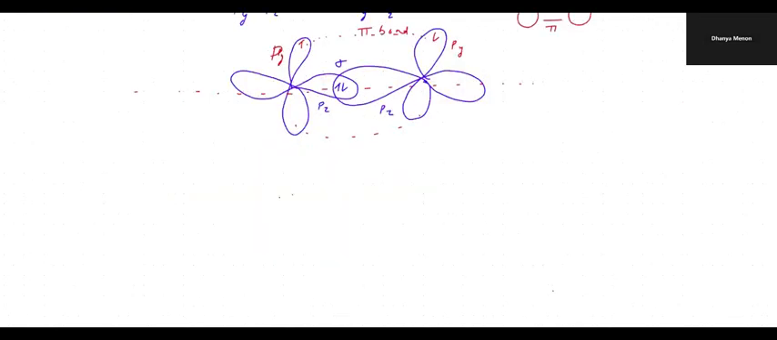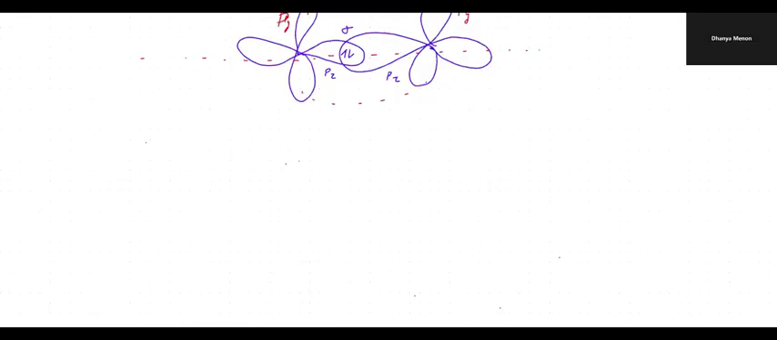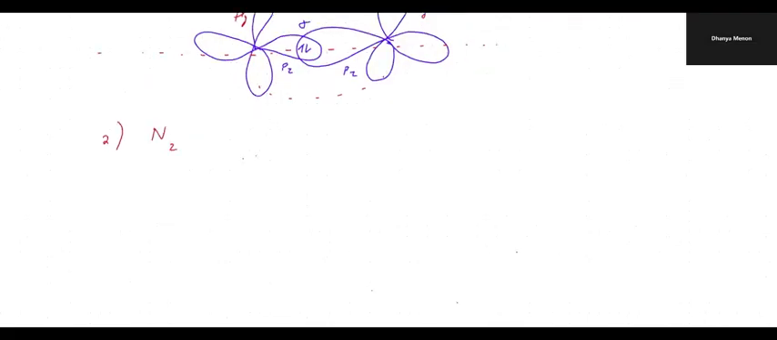Let's consider another example, nitrogen. Nitrogen and nitrogen. There are 3 bonds in nitrogen, just for the information. One is a sigma bond, and only one sigma bond is formed between 2 atoms. Only one sigma bond can be formed. The next bonding will be pi, and if there is one more, it will be pi.